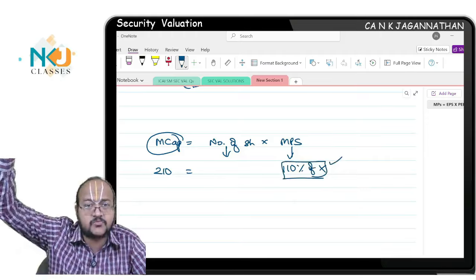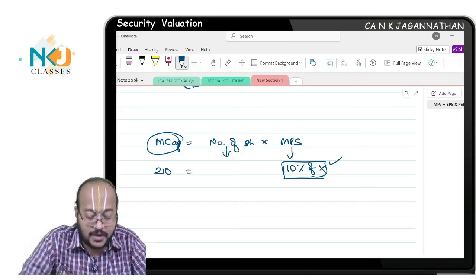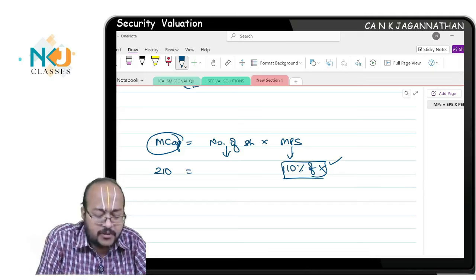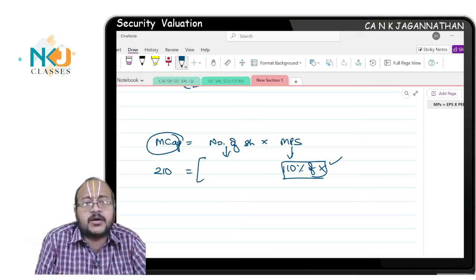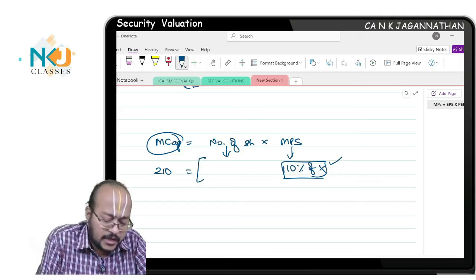The market price will increase by 10% of the buyback price. That is what I am writing. Number of shares after buyback. You tell me what will be the number of shares after buyback. Very simple. Existing number of shares minus shares bought back.